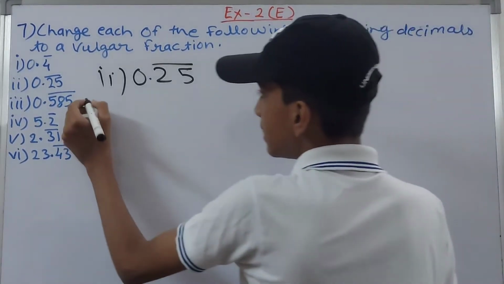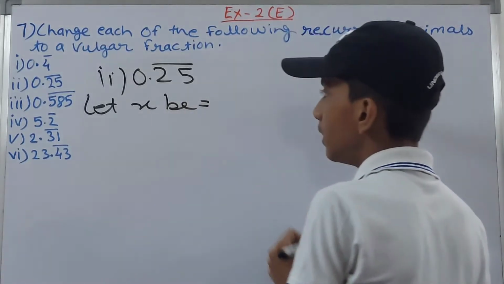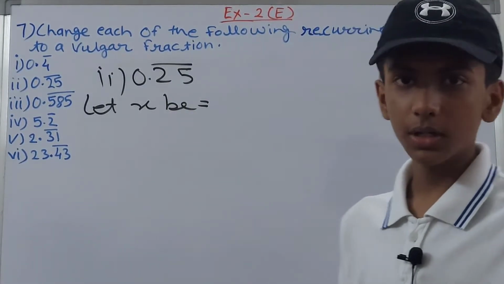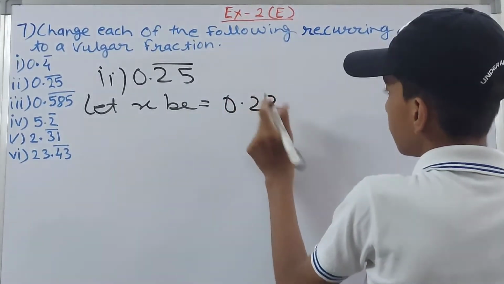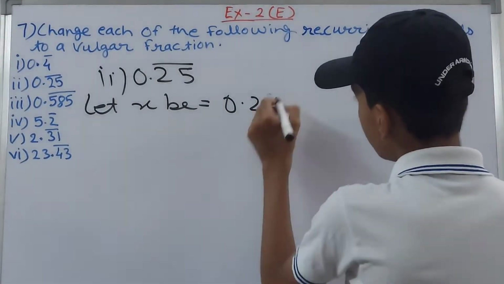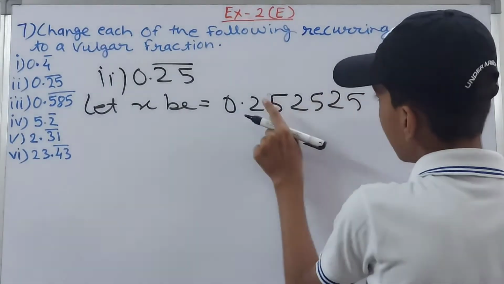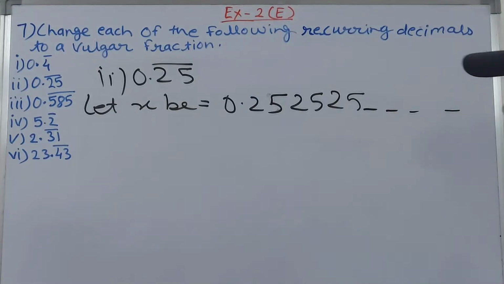Now again we will write let x be, and we increase the number of repeated digits of 0.25. So 0.25, 25, 25, and 25. I'll again do it 3 times only, with dotted lines. These are important.